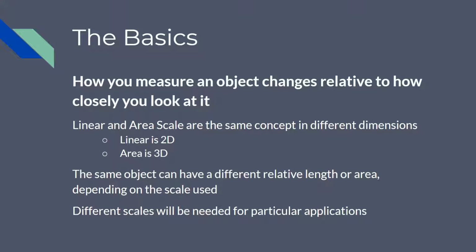Second most important idea is that linear and area scale are the same concept at different dimensions. Linear is two-dimensional and area is three-dimensional. Depending on the scale used, the same object can have a different relative length or area. This coincides with the first point, in that as you look closer at an object, its surface changes, becoming more textured. And lastly, different scales will be needed for particular applications.